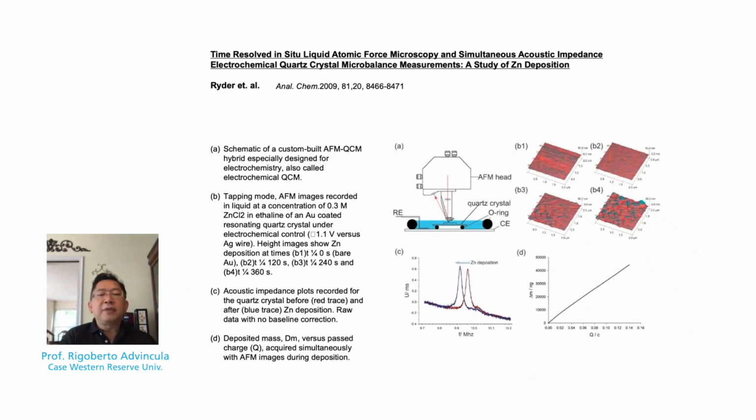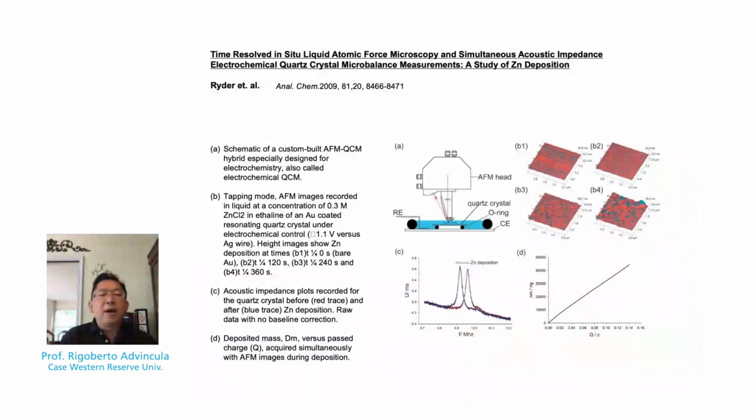So these graphs are presented by the mass, the frequency shift, or even the change in the impedance plot can be monitored simultaneously for all these experiments. So for example, in B, you have a tapping mode AFM recorded in a concentration 0.3 molar zinc chloride on a gold-coated quartz crystal at various times of deposition. So 0 second, 120 second, 240 second, 360 seconds. So you can see the evolution of morphology by AFM.